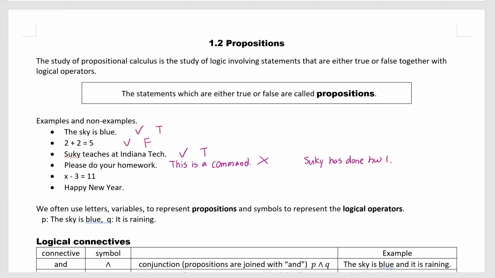Okay, but how about if I say Suki has done homework 1? Is this a proposition? Yes. I have done homework 1, so this is true. So this is a proposition and it is true. Okay? Have you done your homework?